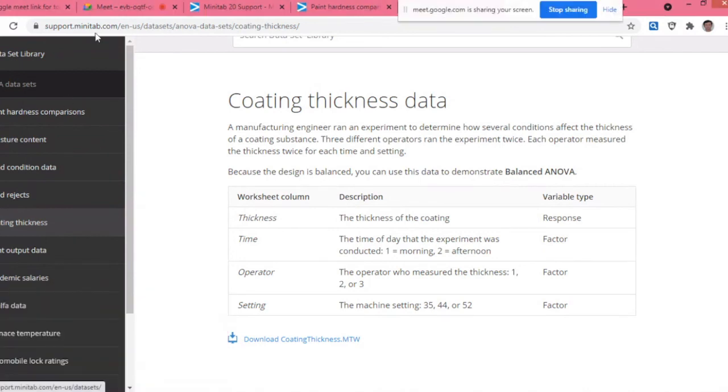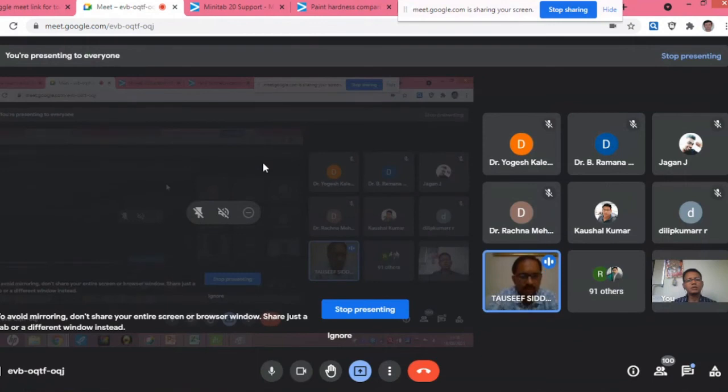Sir, can we use it for non-linear? You said about the general linear model. So can we use it for non-linear modeling also, or will you discuss that later on in multiple regression? Yeah, in multiple regression we will discuss the linear and non-linear.